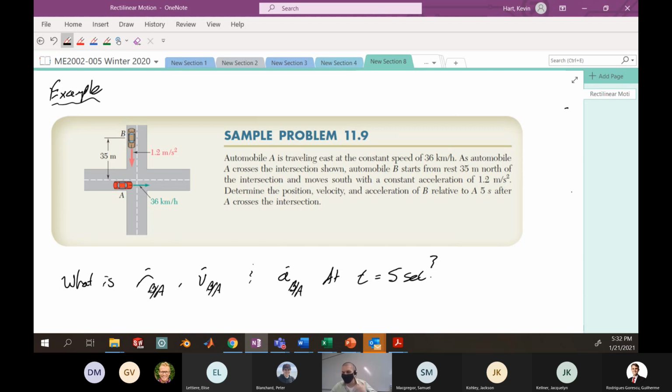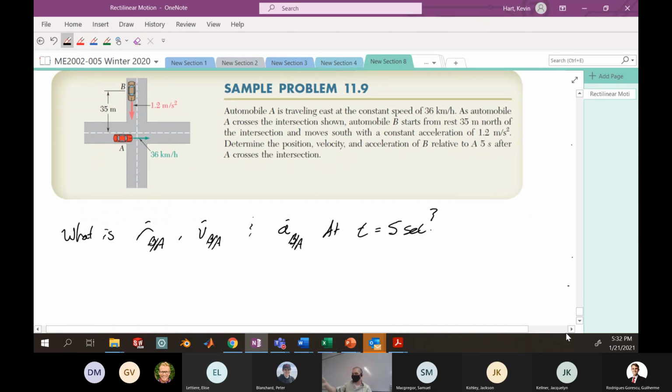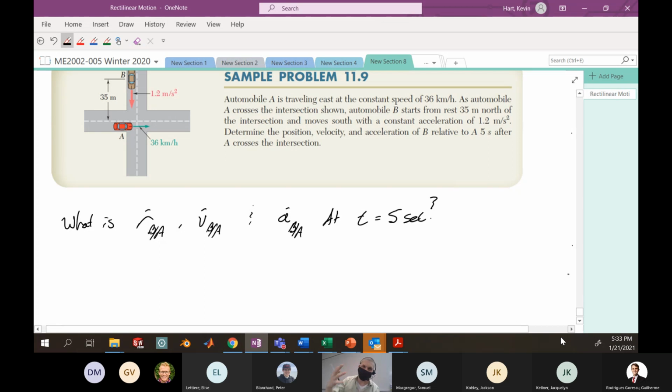That's sort of what we're asking in this problem in math language. Okay, so we'll get moving on this. The sooner we start, the sooner you get to go home. So this is what we want: the position of B relative to A, velocity of B relative to A, and acceleration of B relative to A at 5 seconds. It's going to be easiest for us to come up with a general expression for RBA, VBA, and ABA as a function of time, and then plug in our 5 seconds after all is said and done. That's usually how we attack these problems: get it in the general form as a function of time, and then move forward.